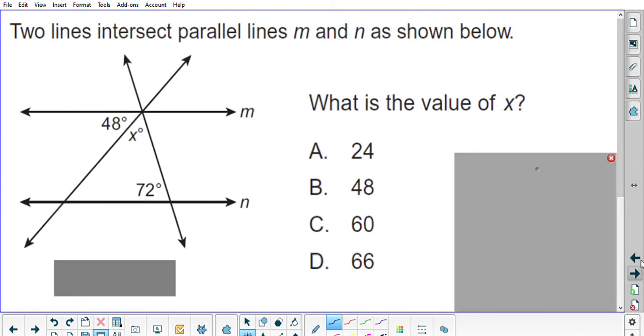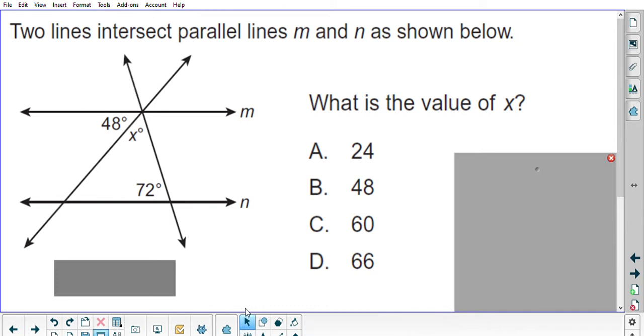All right. This one's a little bit more interesting. We have 2 intersecting lines to the parallel lines of M and N. So we have 2 transversals. Makes this a little bit more interesting. Hit pause on the video. Figure this out on your own to get the value of x. Then hit play when you're ready to see how you did.